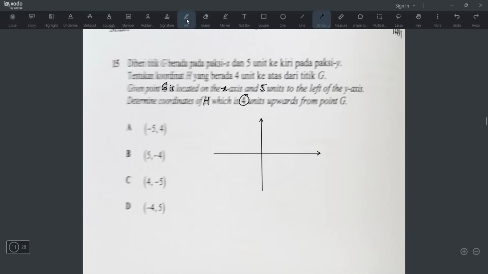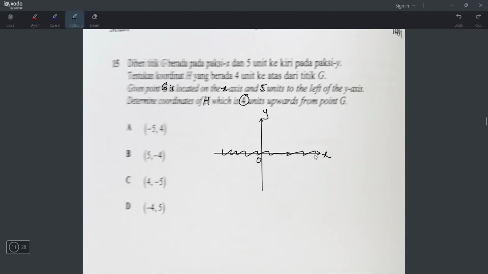All right, so let's read one more time. G is located on the x-axis. So G is somewhere on the x-axis, somewhere here, but I don't know where. But they mentioned something here: 5 units to the left of the y-axis. Oh, this is the y-axis and it's 5 units to the left. But since it's on the x-axis, you have to count from here. 1, 2, 3, 4, 5. So this is definitely negative 5. So this is your point G, right?